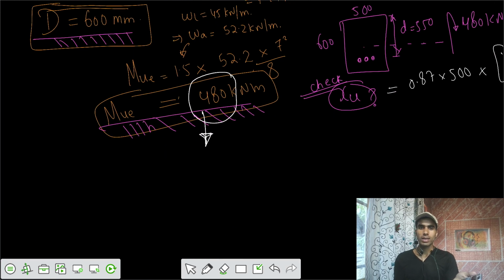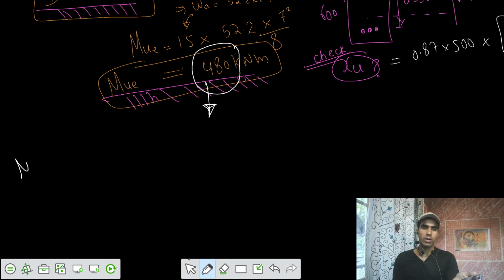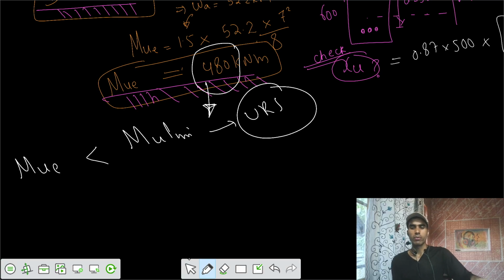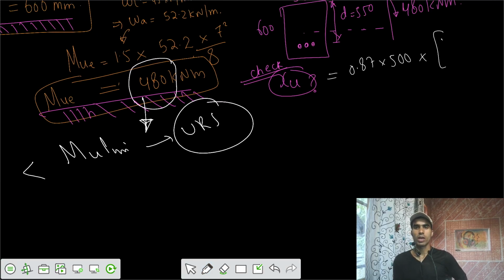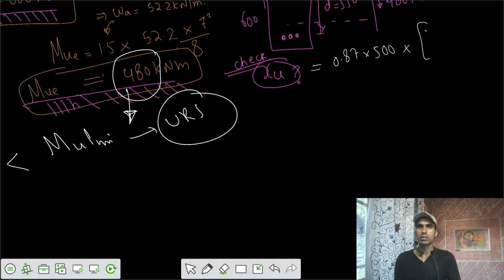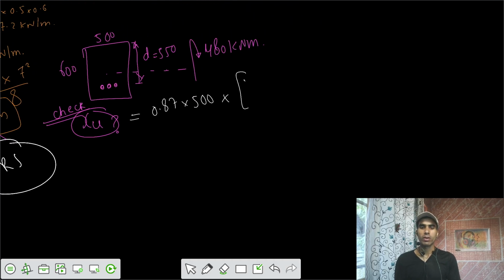Now I would say finally our Mu external is lesser than Mu limiting. So this would ensure under reinforced section. If you still want that calculation of Xu actual, where is the neutral axis location, we can equate from the external bending moments.